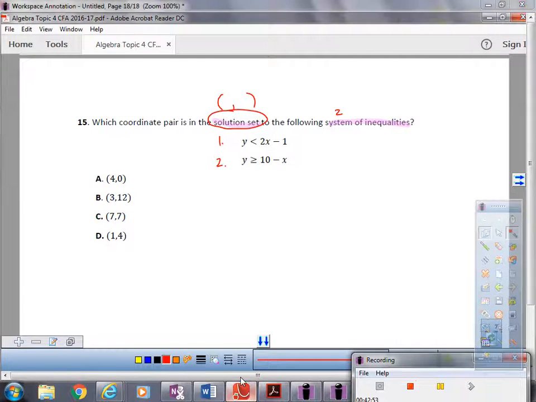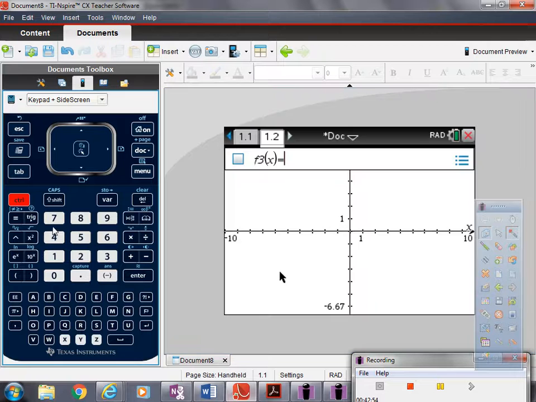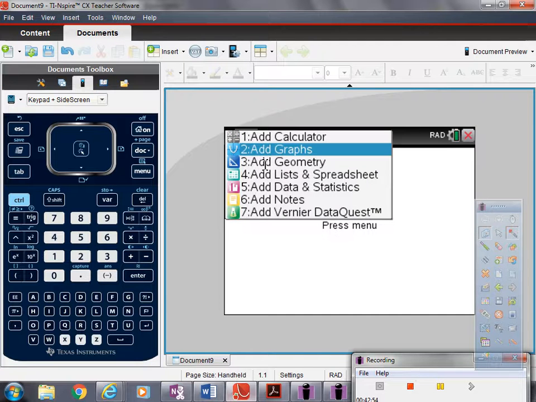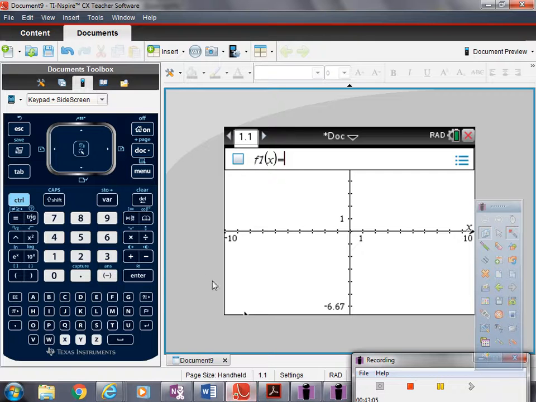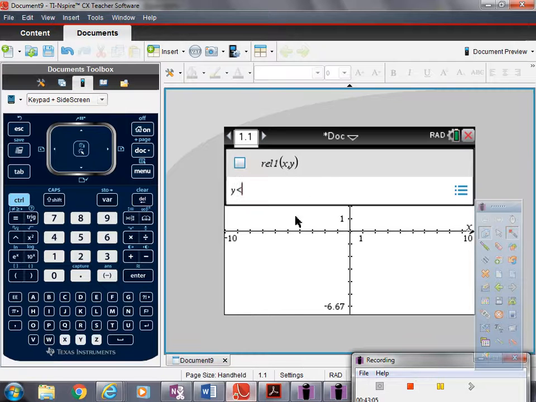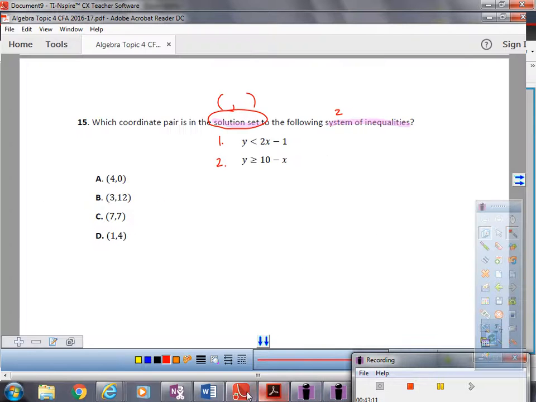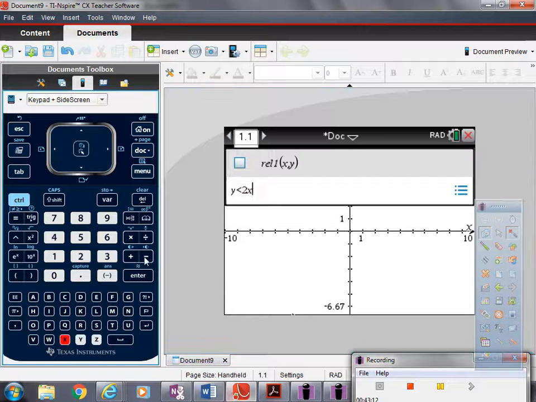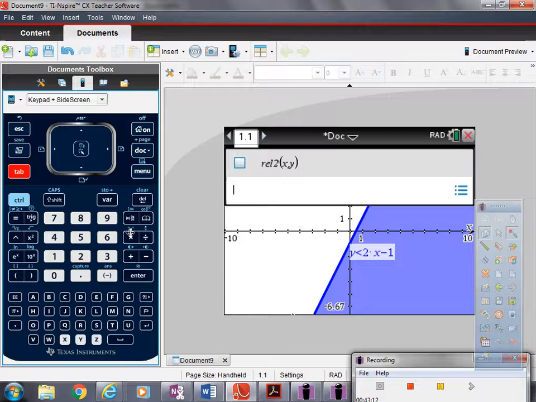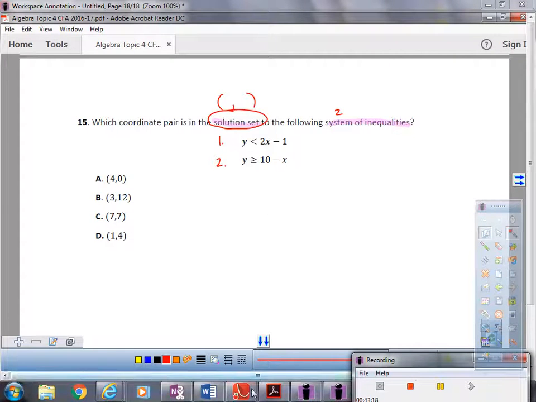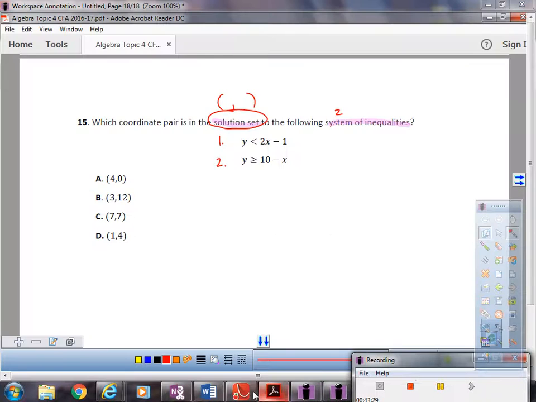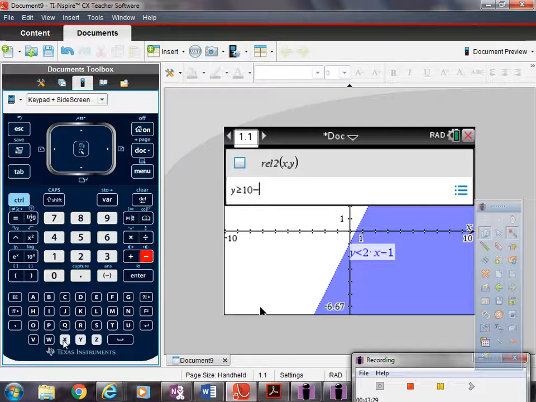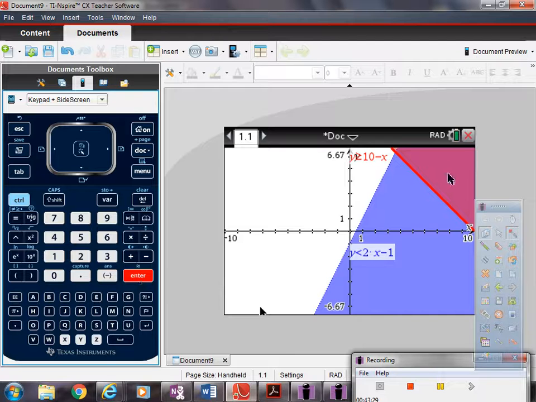So we would graph each one. Again, go to the graph app, do a Control-N, clear everything out. Let's see, have they been solved for y? Yep, these have been solved for y, so we can actually just graph them at the beginning here. I'm going to hit delete, look for y is less than, and type in 2x take away 1. Hit enter, go to tab, type in y is greater than or equal to 10 minus x. And over here is going to be your solution set.